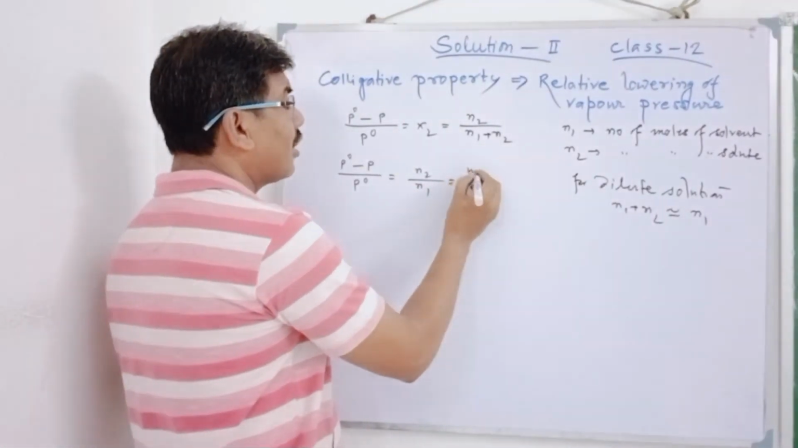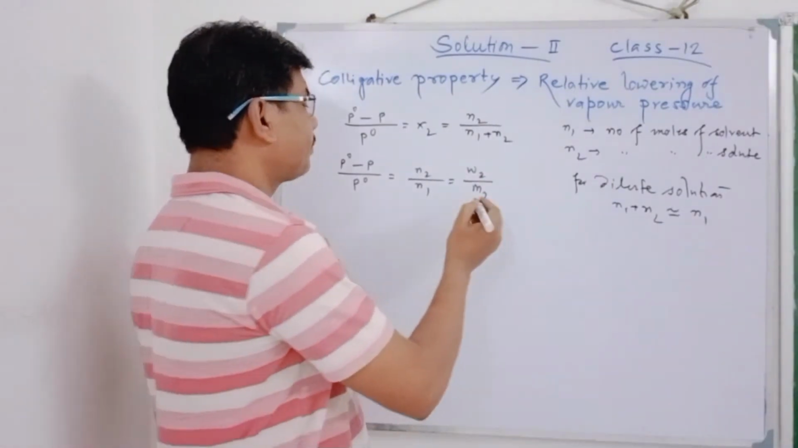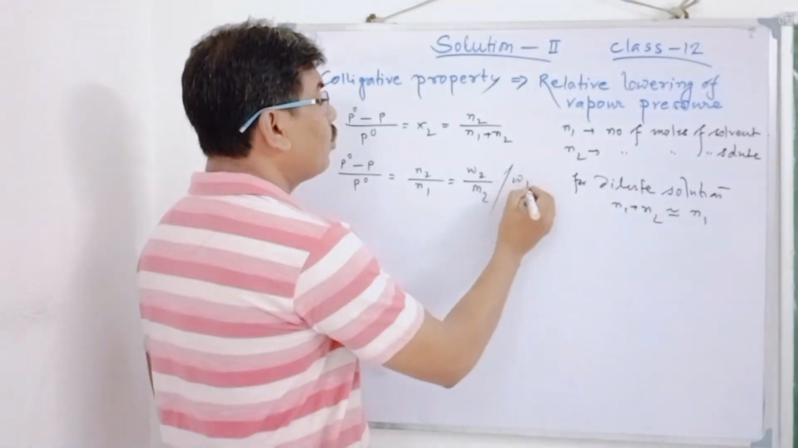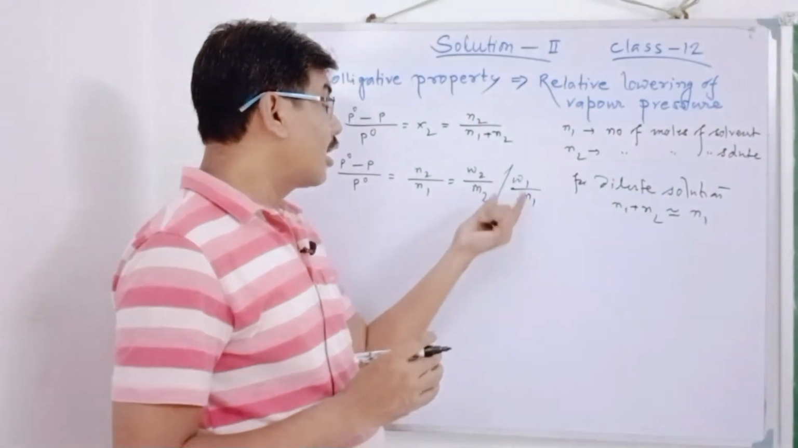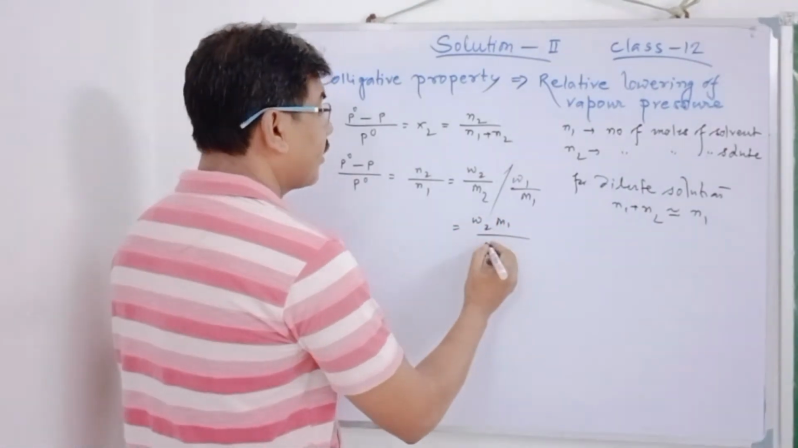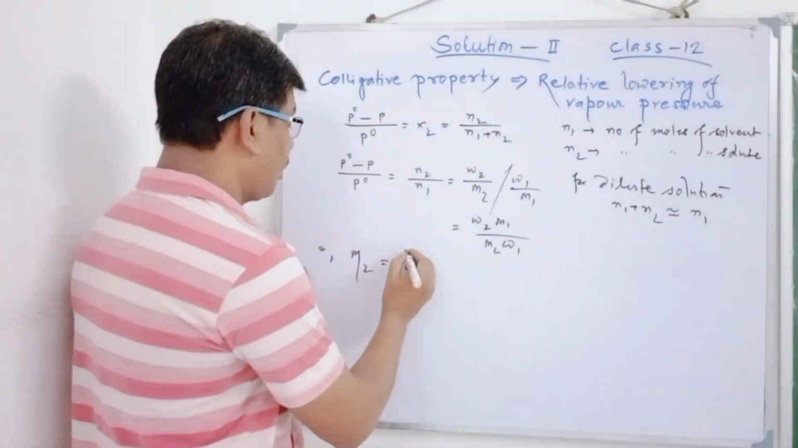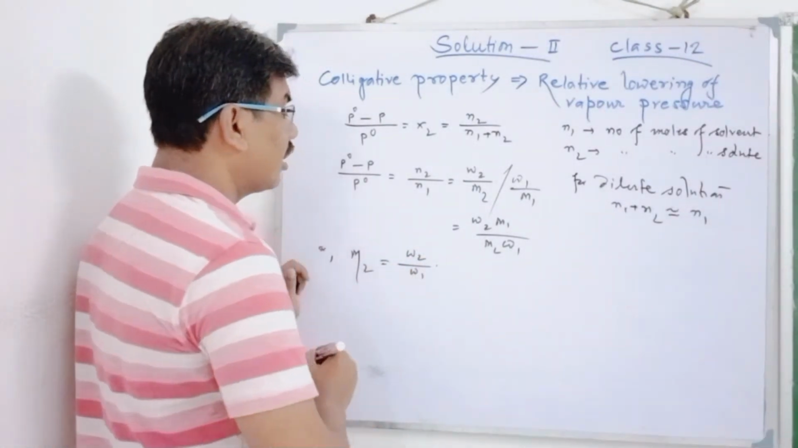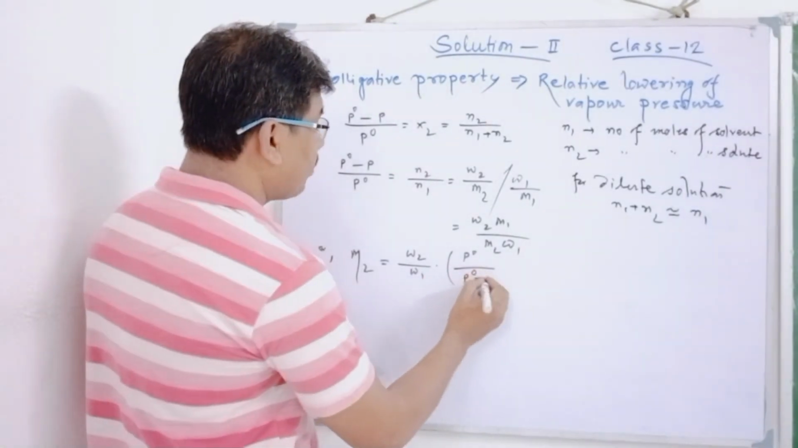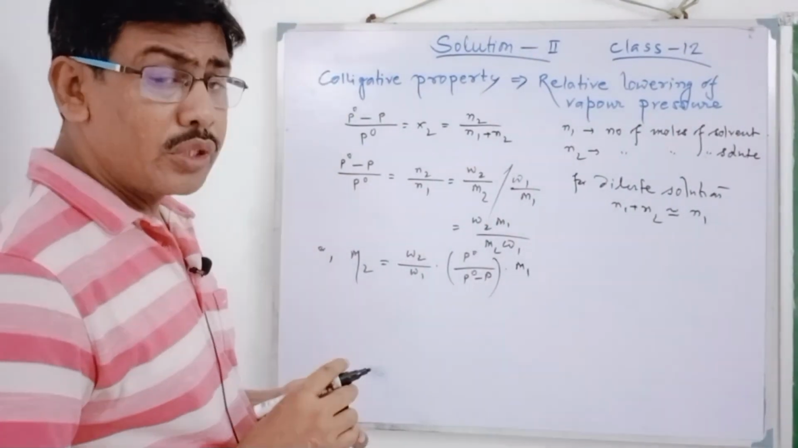N2 by N1. N2 means W2 by M2, that is, weight of the solute by the molecular weight of the solute, divided by W1 by M1. W1 is the weight of the solvent, M1 is the molecular weight of the solvent. This is equal to W2 M1 by M2 W1, or M2 is equal to W2 by W1 into P naught by (P naught minus P) into M1.